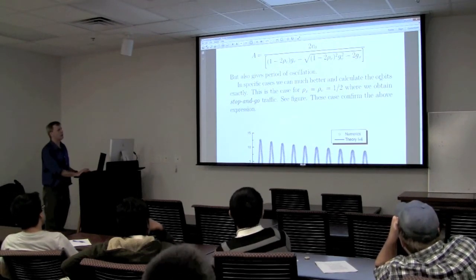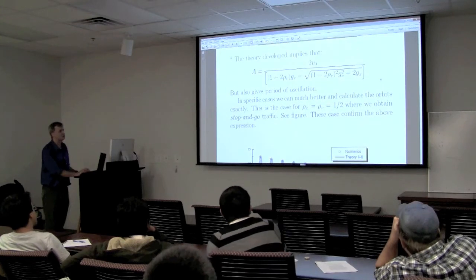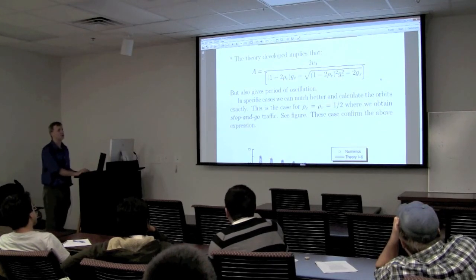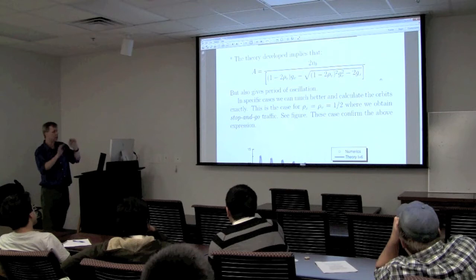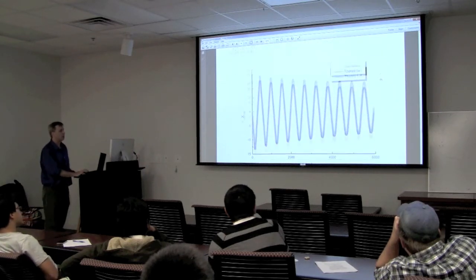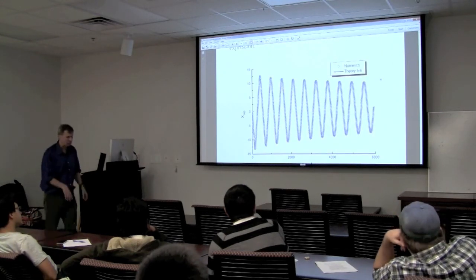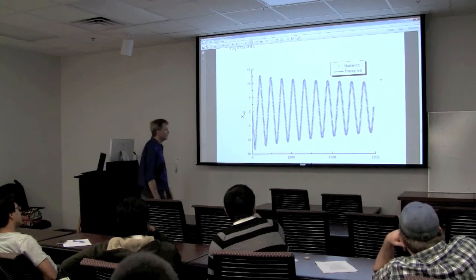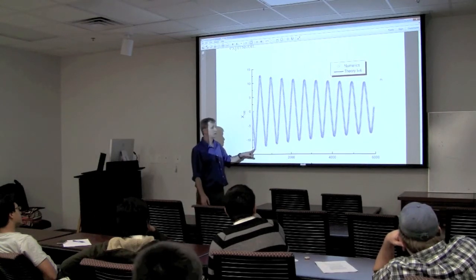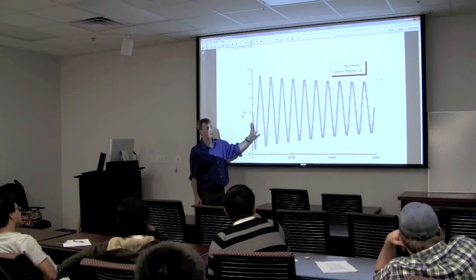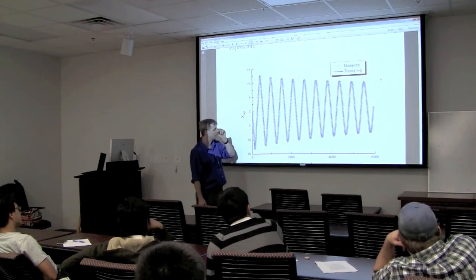By the way, how good is this theory? First of all, in the case that we can do analytically, which I showed you before, where all the rows are equal to 1/2, we can exactly calculate what the orbit is. That's the blue thing. We can also numerically calculate what the orbit of the last car is, and you can see at this resolution they're absolutely identical.